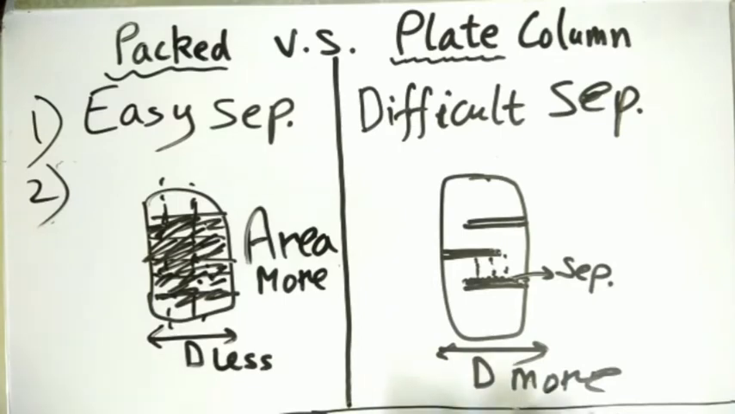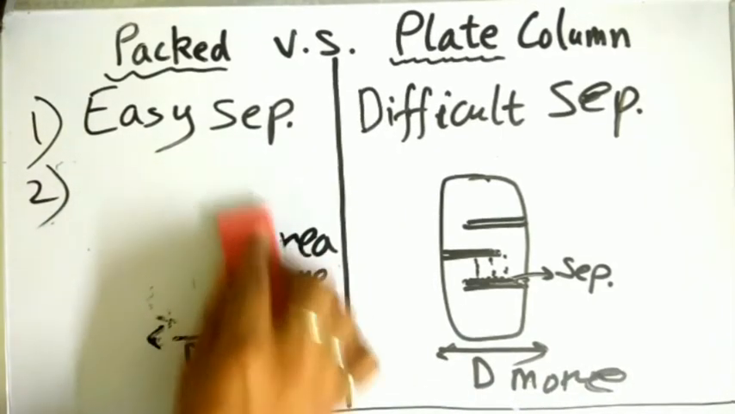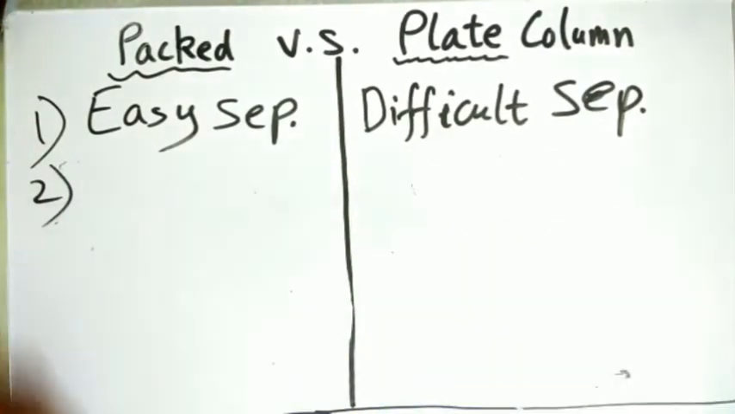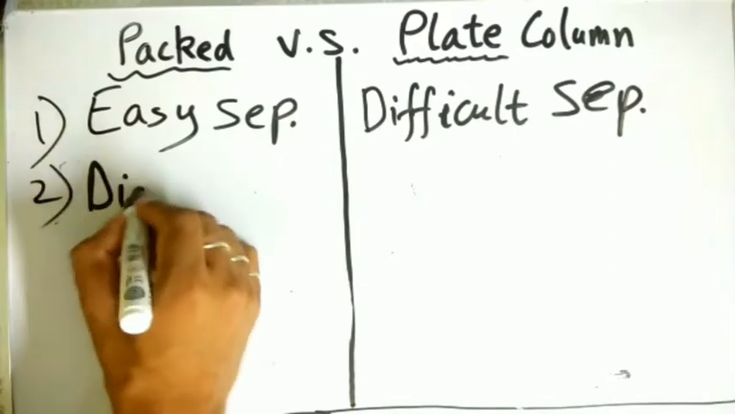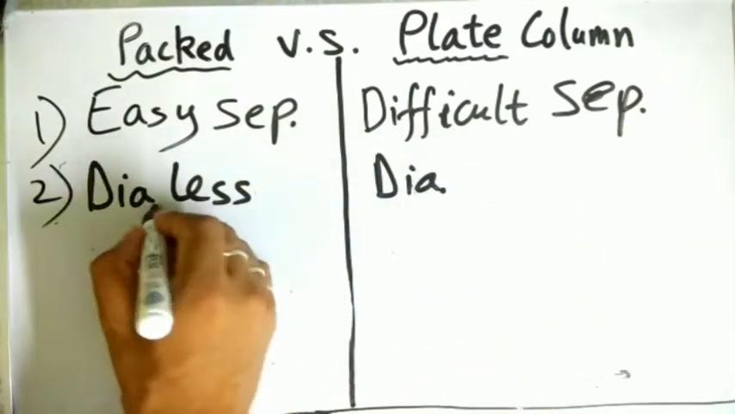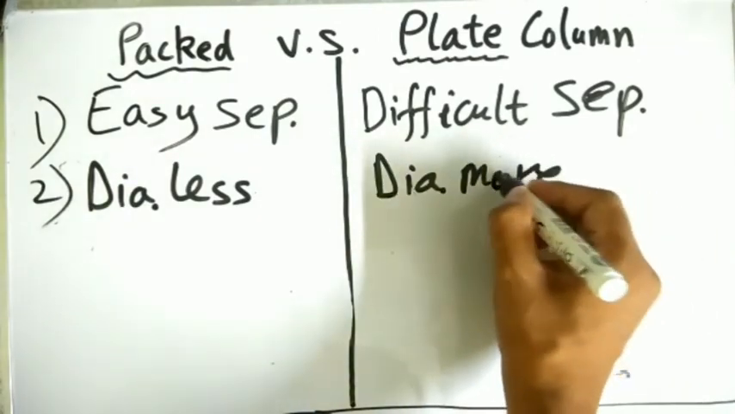So that's one of the differences again. Let me rub this. So we have the diameter less for packed, and diameter more for plate.